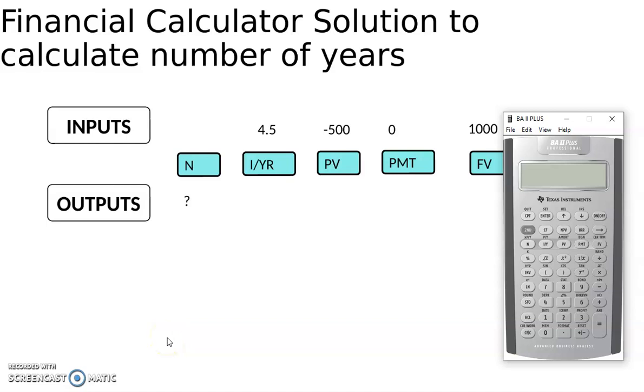Let's use the financial calculator to calculate the number of time periods, or the number of years. This question tells me that if I were to invest $500 today, how long would it take to receive $1,000 if the interest rate per year is 4.5%?